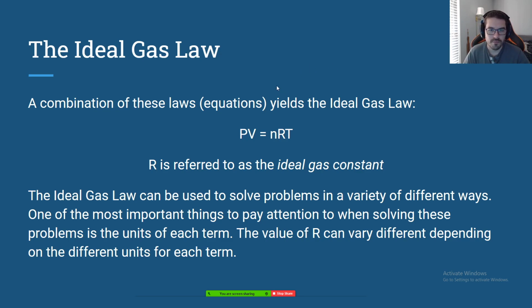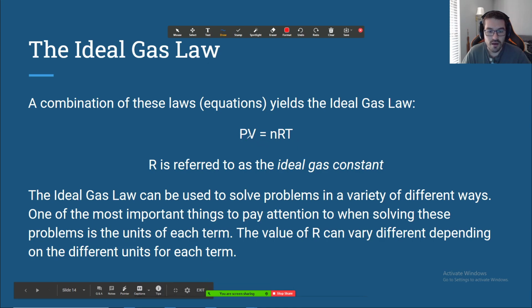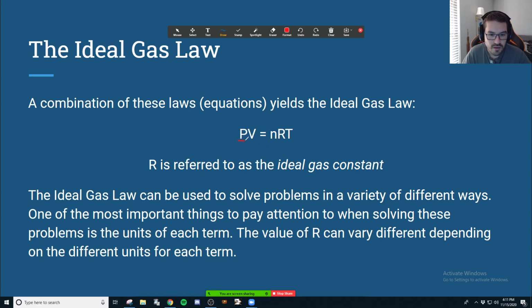You can combine all of these laws, all of these equations, into what is called the ideal gas law. And this actually ends up being the most used equation when it comes to gases. Just so you know exactly what these terms mean, P stands for pressure, V stands for volume, N stands for number of moles, or just amount. R is called the ideal gas constant. There are a couple different values for this, but it is a constant, not something that's going to change. And then T is the temperature.